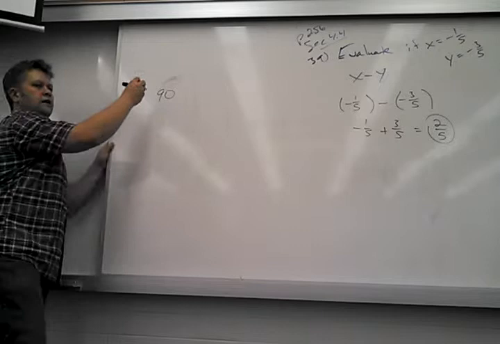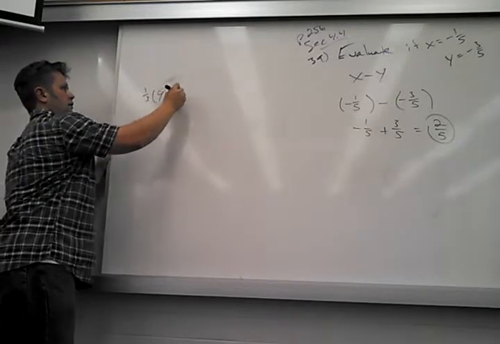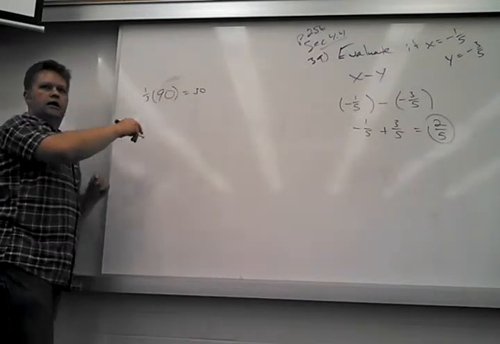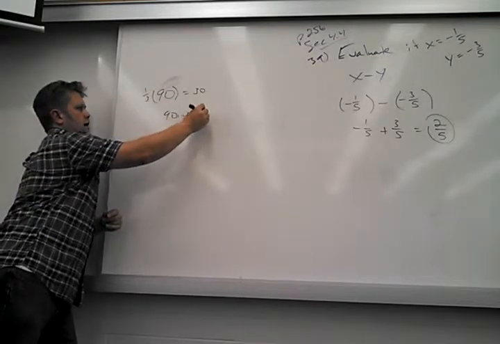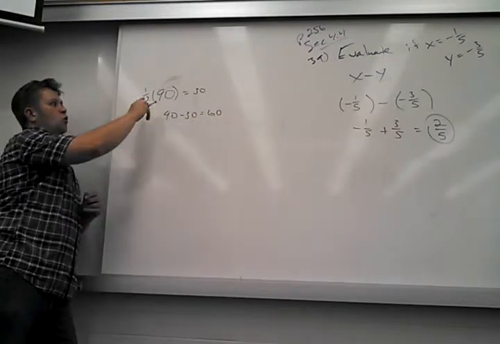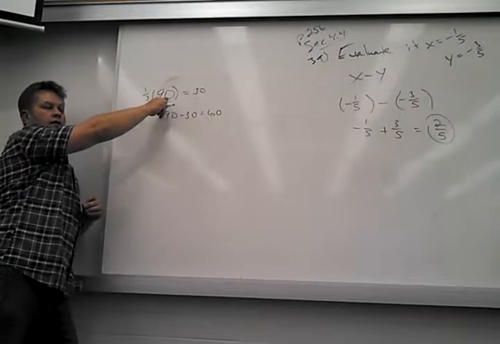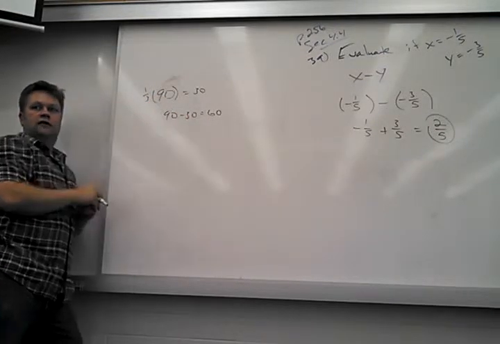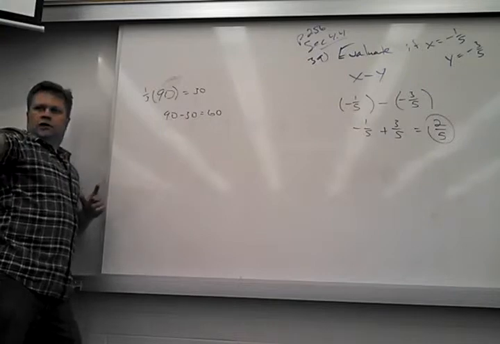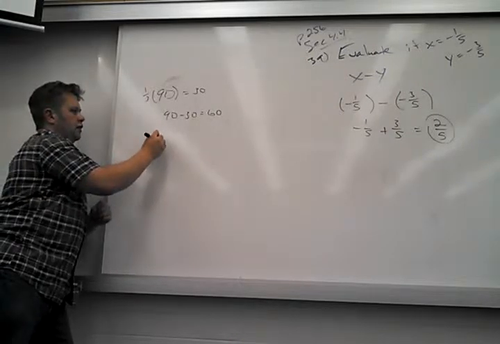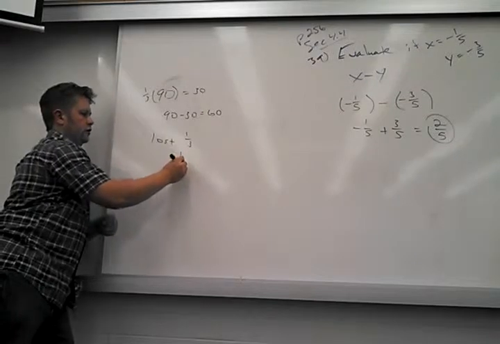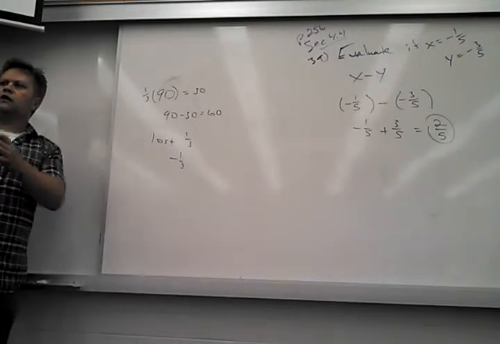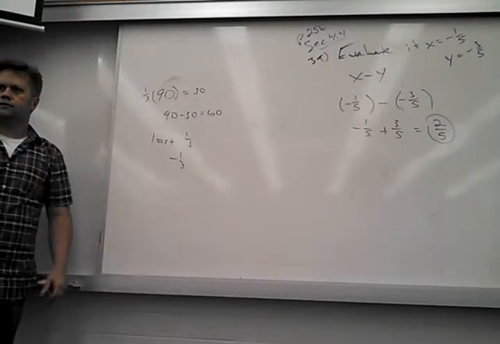Take 1/3 of 90, and that would be 30, and then I can subtract it off. So that would be 90 minus 30, I would have $60 left. If I lost 1/3 of 90, that means I lost $30, I'd have 60 left. So what's it got to do with your question? Well, if I said I lost 1/3 of my money, I can represent that as negative 1/3. That's one reason that we have negative fractions.